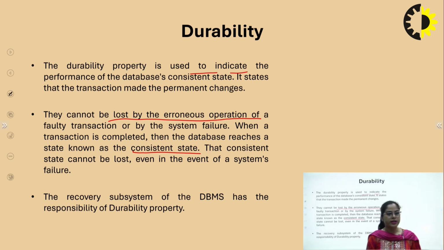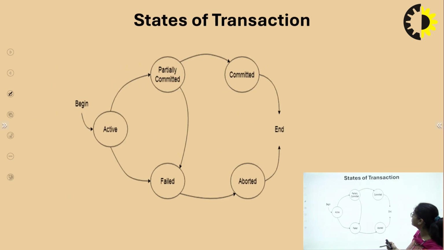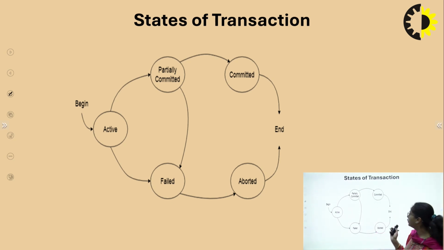That consistent states cannot be lost in the event of the system's failure. The recovery subsystem of the DBMS has the responsibility of the durability property. That means the changes which we made in our system should be durable. These are the four properties of the transaction. The first one is atomicity, the second one is consistency, the third one is isolation, and the fourth one is durability.